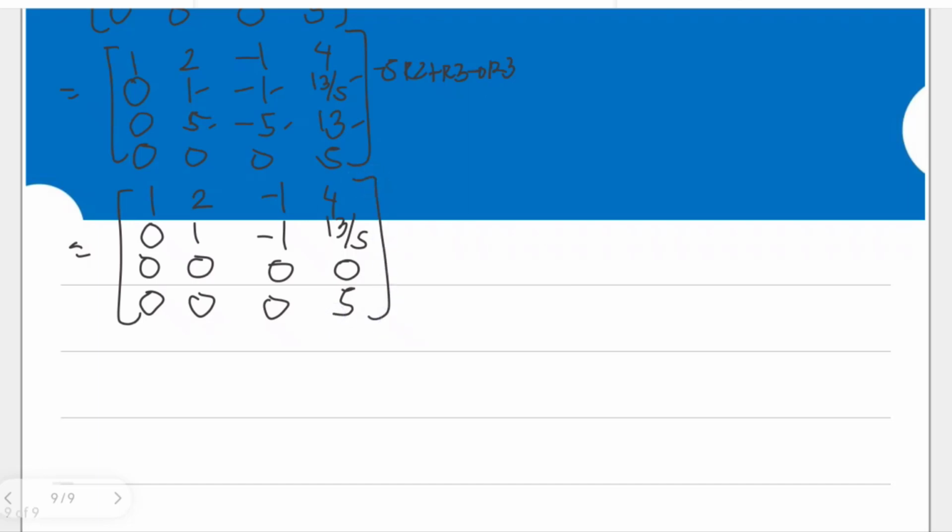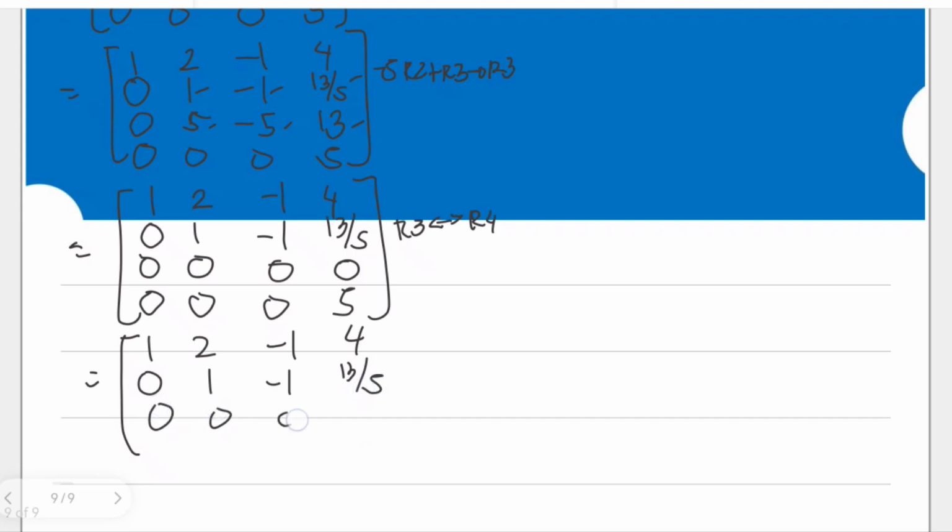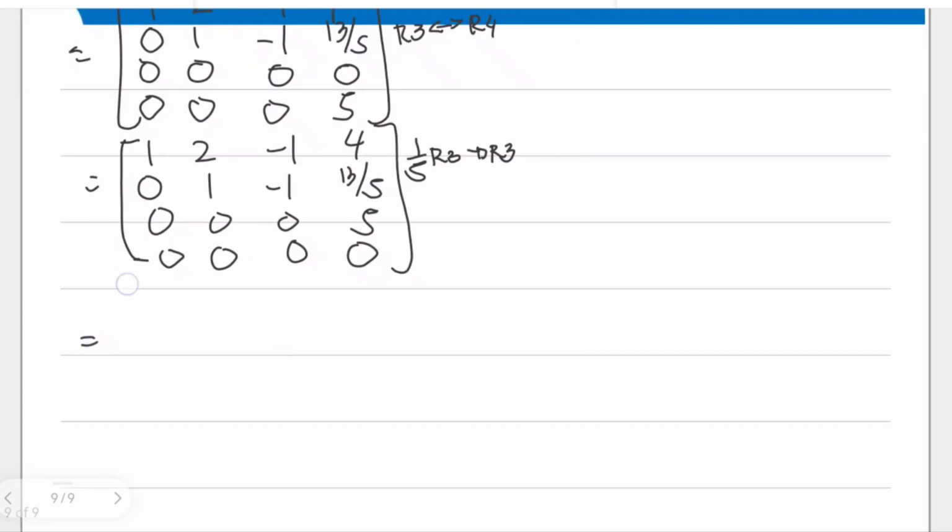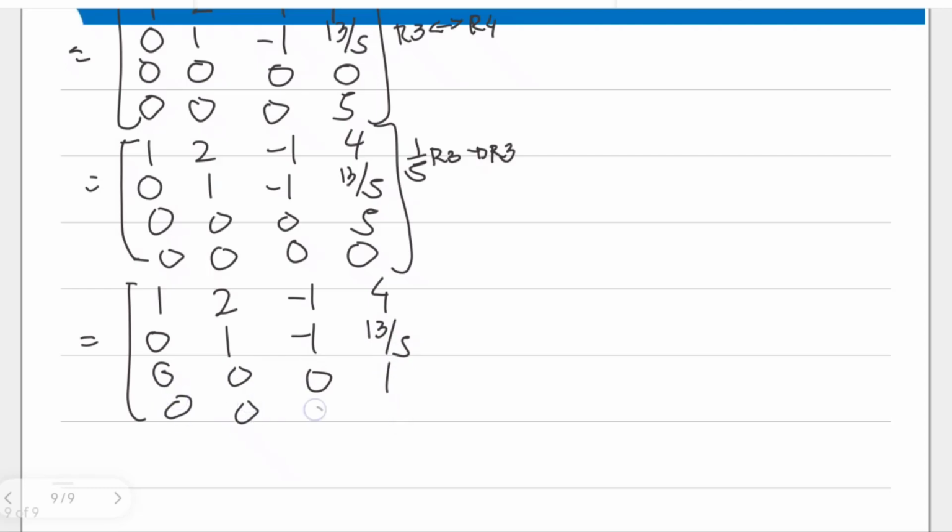Next is to interchange row 3 and row 4, because the row of 0 should be at the bottom portion. We have 1, 2, -1, 4, 0, 1, -1, 13/5, 0, 0, 0, 5, 0, 0, 0, and 0. Next is to make this a leading one, so we multiply 1/5 to row 3. Okay. 1, 2, -1, 4, 0, 1, -1, 13/5, 0, 0, 0, 1, 0, 0, 0, 0.